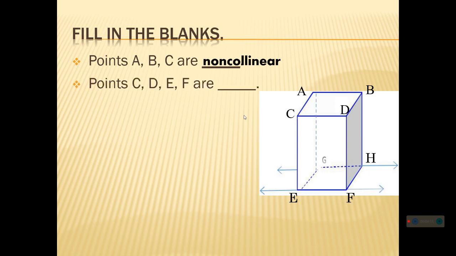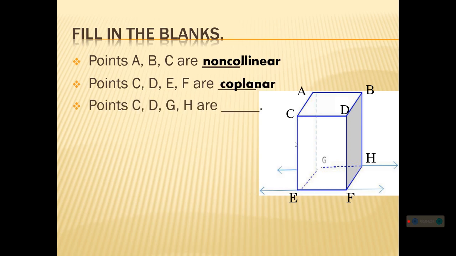Let us have this one. Points A, B, and C are non-collinear. Take a look at the points A, B, and C. They are non-collinear because they do not lie on the same line. Next, points C, D, E, F are blank. How can you describe those points? Yes, they are coplanar. Correct.